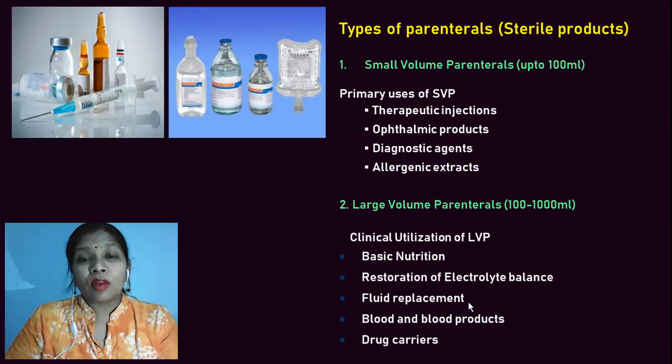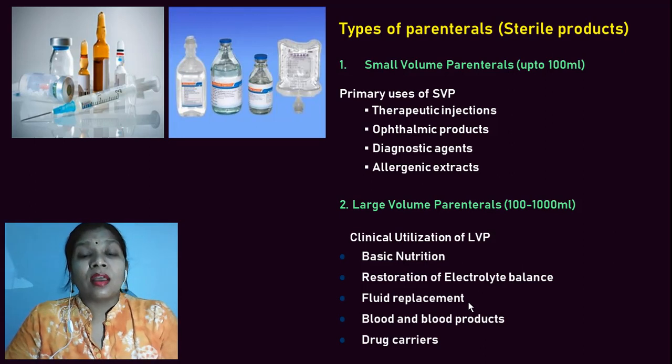Under the small volume parenterals, we have another classification: injections, ophthalmic products, diagnostic agents and allergen extracts. Coming to the large volume parenterals, there are some examples I have kept here, like basic nutrition, the saline we say in general terms, fluid replacements, blood and blood products, and drug carriers.